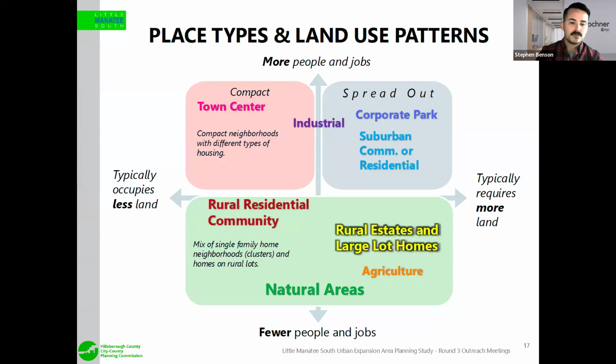Again, this board was shown in round two. This just speaks to the differences in each place type and what those trade-offs are and what they might be in terms of different goals and objectives from each of those different land use patterns, from the place types that produce more people and jobs or support more people and jobs to the place types that require more land or consume more land to support the same number of people.